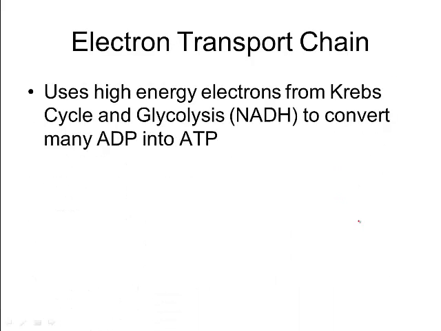So after the Krebs cycle, we then move on to the electron transport chain. And the electron transport chain is going to grab some high energy electrons that were generated during the Krebs cycle and during glycolysis. And all of those electrons are being carried by that NADH that we talked about before. And so we're going to take this energy that's attached to these electrons that are being carried by the NADH, and we're going to make that into lots and lots of ATP. So we're going to take lots of ADP, and we're going to add phosphates to them, and we're going to store that energy temporarily in our ATP molecules.